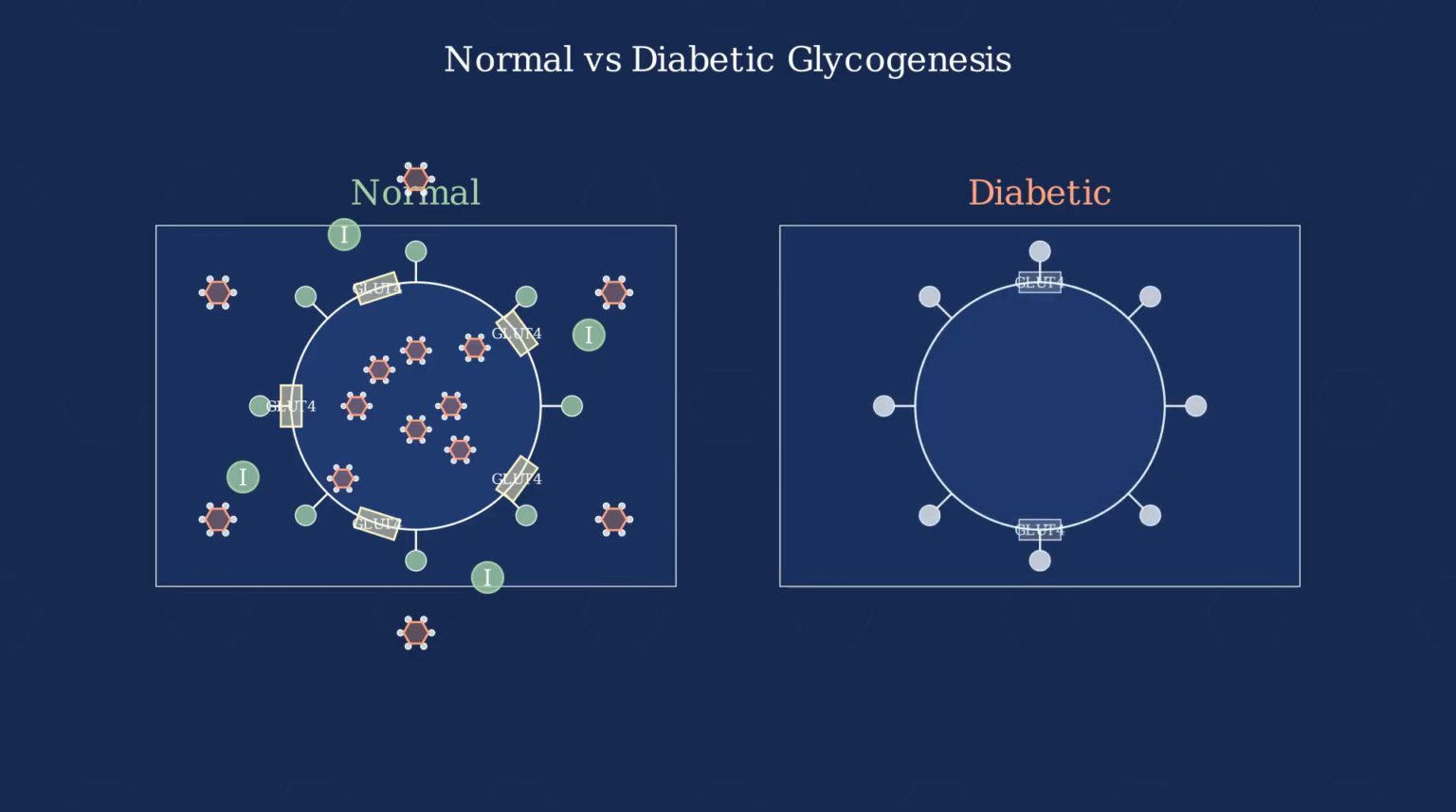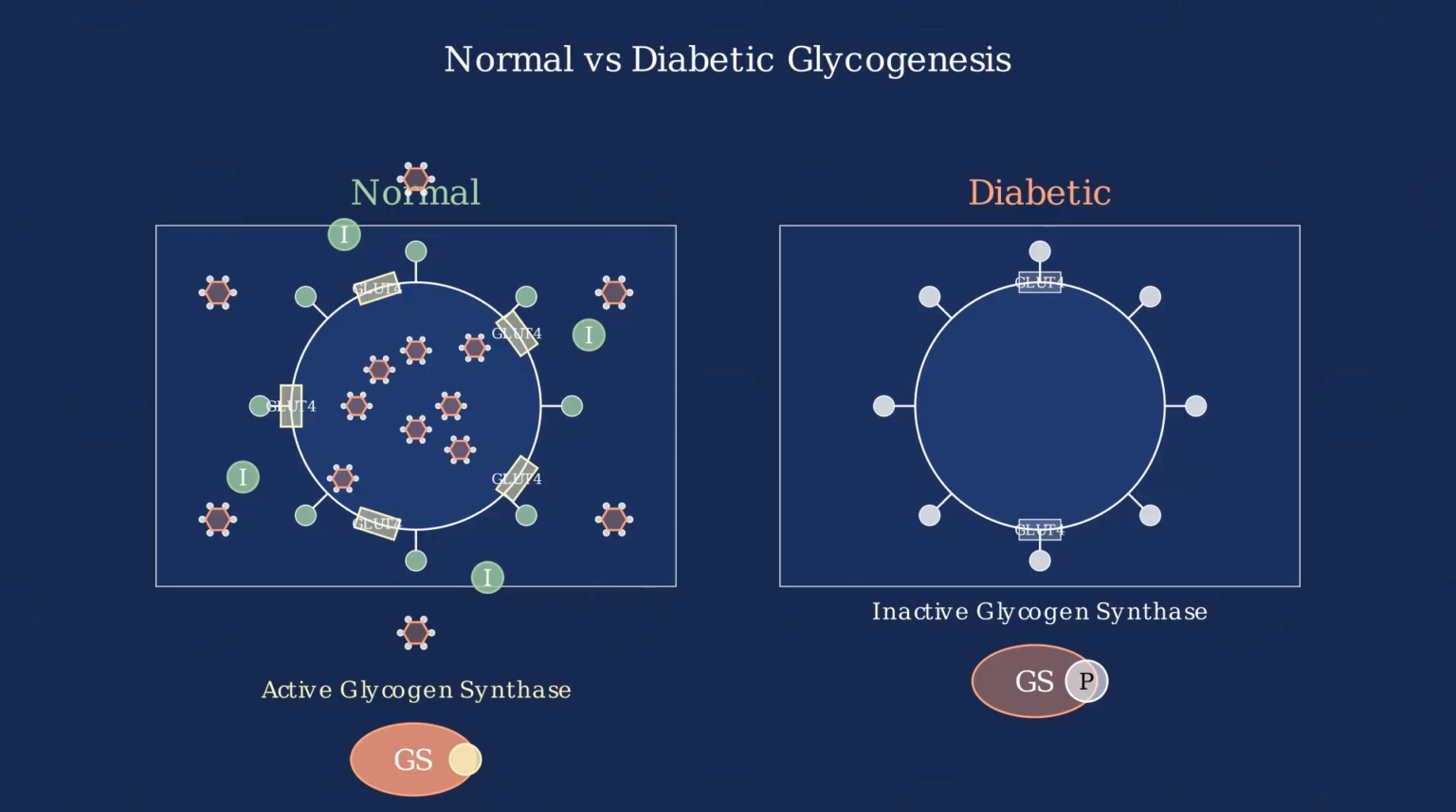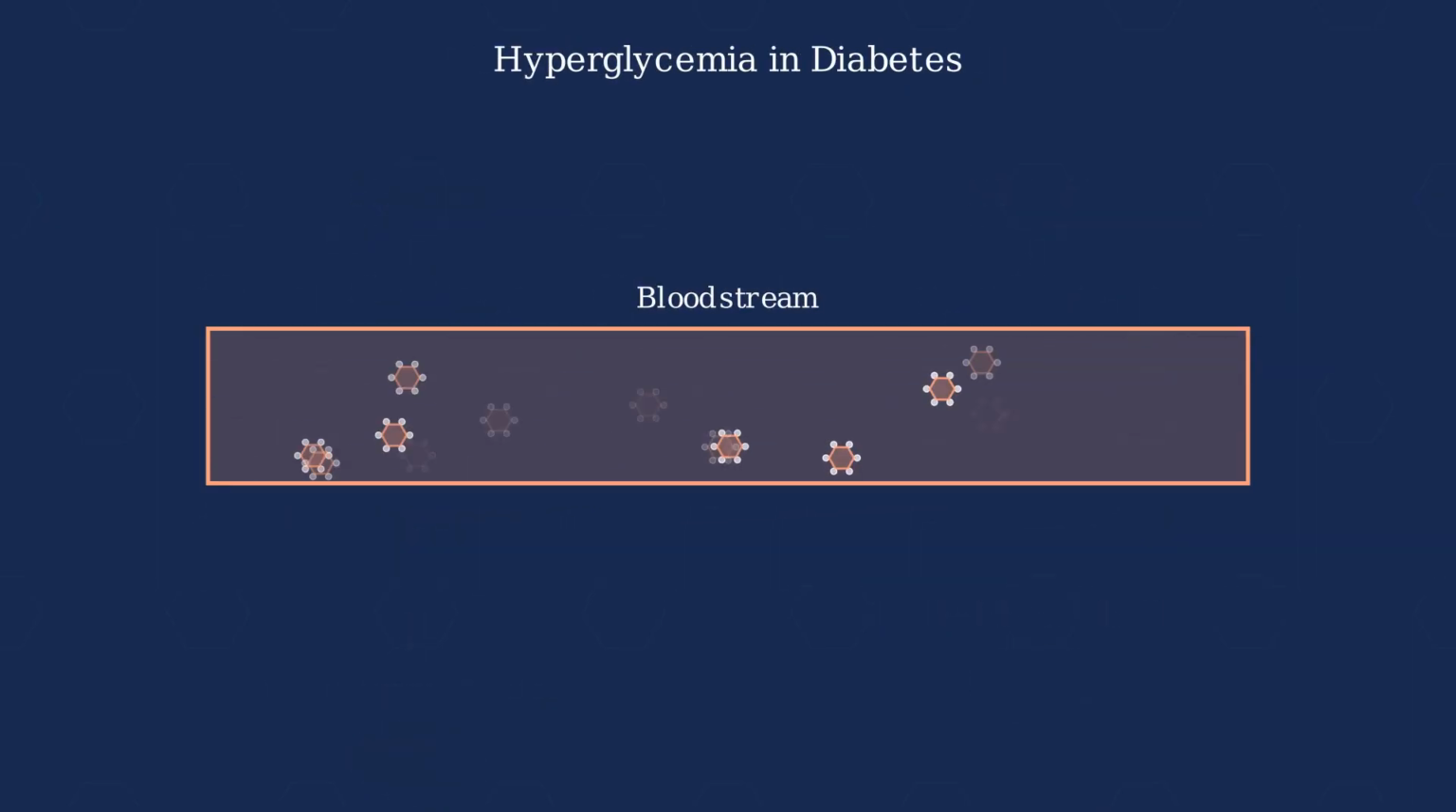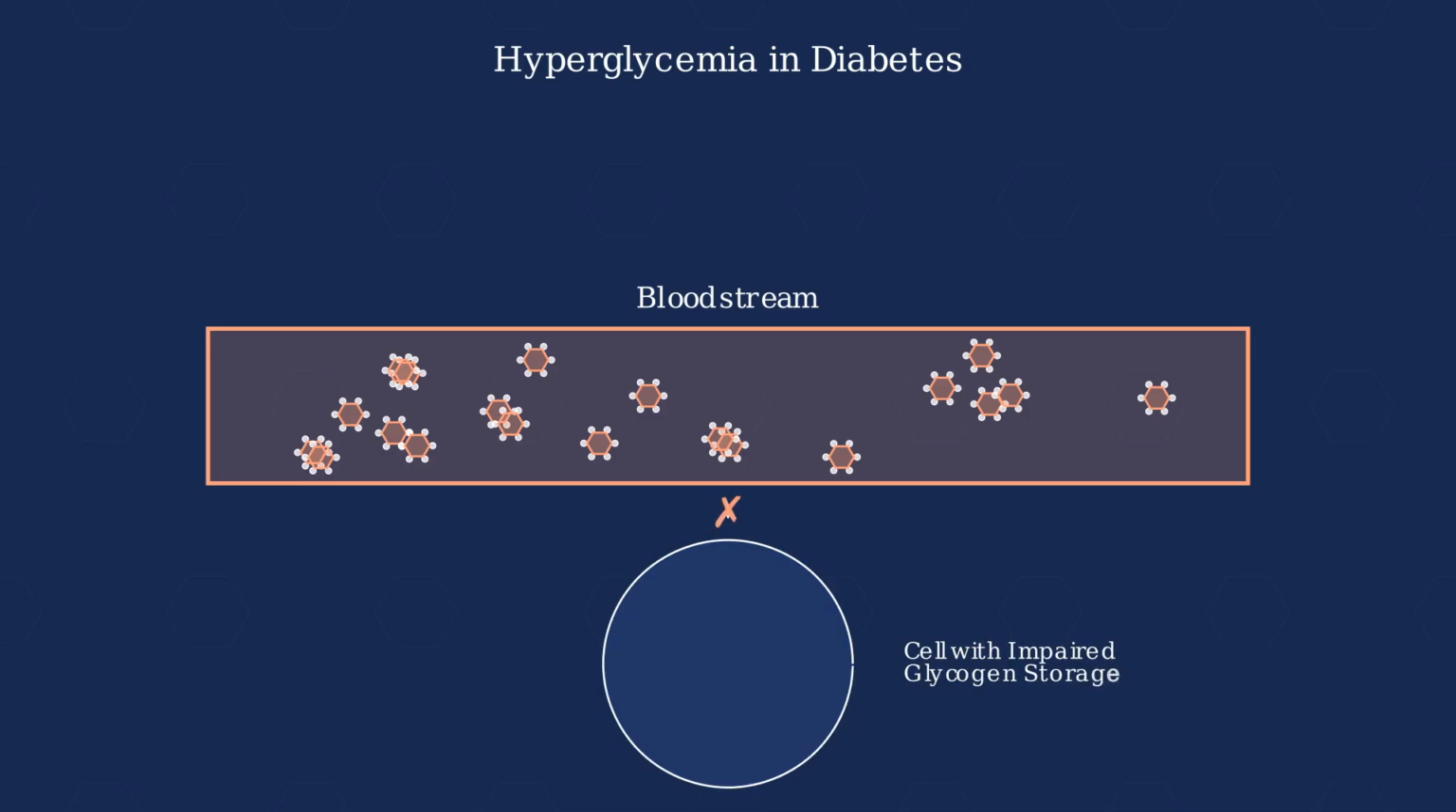However, in diabetes mellitus, insulin signaling is impaired due to either insulin deficiency in type 1 diabetes or insulin resistance in type 2 diabetes. Without proper insulin signaling, glycogen synthase remains phosphorylated and inactive, preventing the conversion of glucose to glycogen. The inability to store glucose as glycogen contributes to hyperglycemia, as excess glucose remains in the bloodstream. In diabetes, cells cannot efficiently take up glucose from the blood due to the lack of insulin action or insulin resistance.